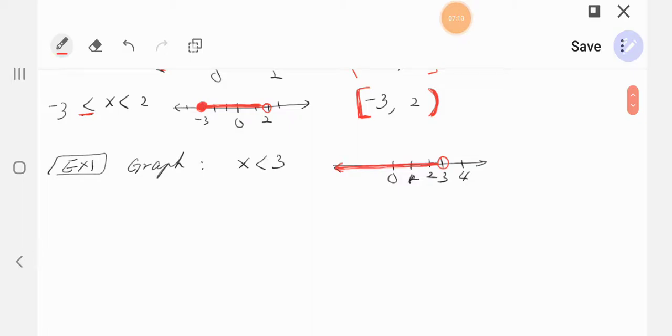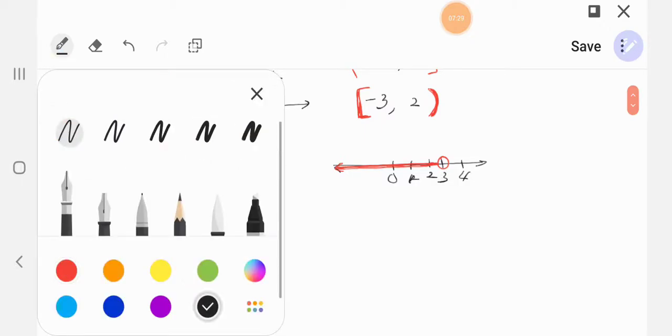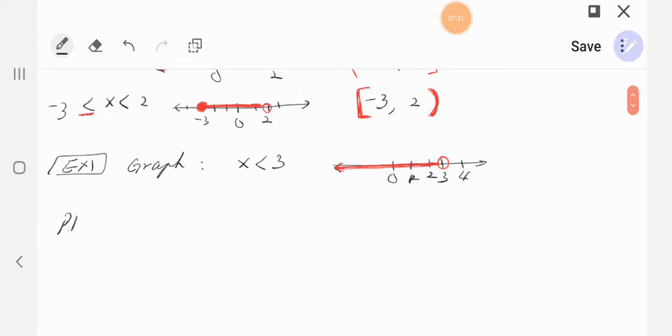The textbook has used, instead of an open circle, parentheses. Parentheses means not included. So we can use an open circle or parentheses just to indicate whether the point is included or not included. Okay, how about problem 1?